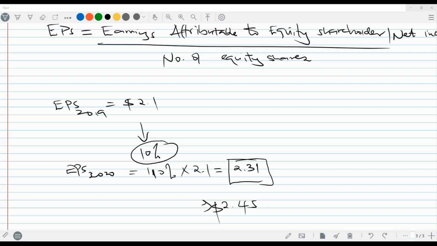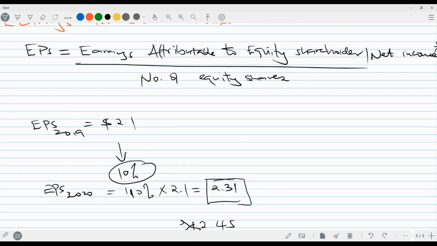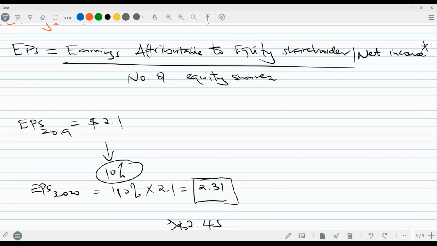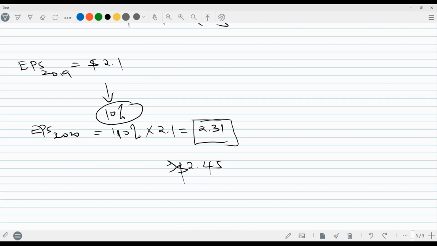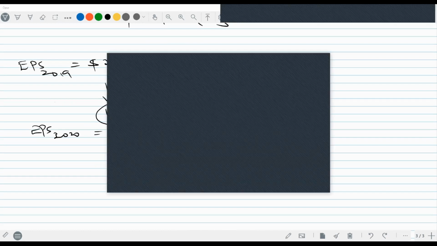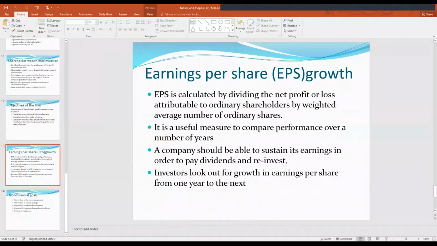And as I mentioned, earnings per share is net income divided by the number of shares, if the company does not have preference shares. If it has, then of course we deduct the preferred dividend to get what we call earnings attributable to equity shareholders. Simple as that. So it's a useful measure to compare performance over a number of years.